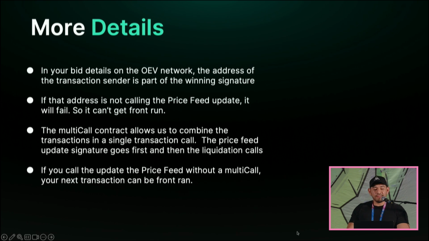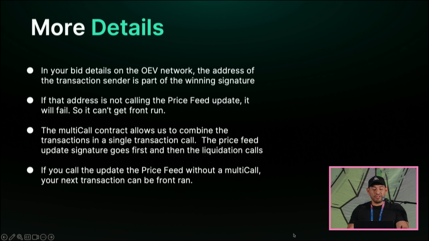A little bit more details. In your bid details on the OEV network, the address of the transaction is part of the winning signature. So the way you can't get front run is because you're whitelisted. If you win the bid for that price feed, your address is now whitelisted in that transaction. So if it's in the public mempool and you send that transaction to update the bid, it's the only address that can update it. So if they try to front run you, it will revert.